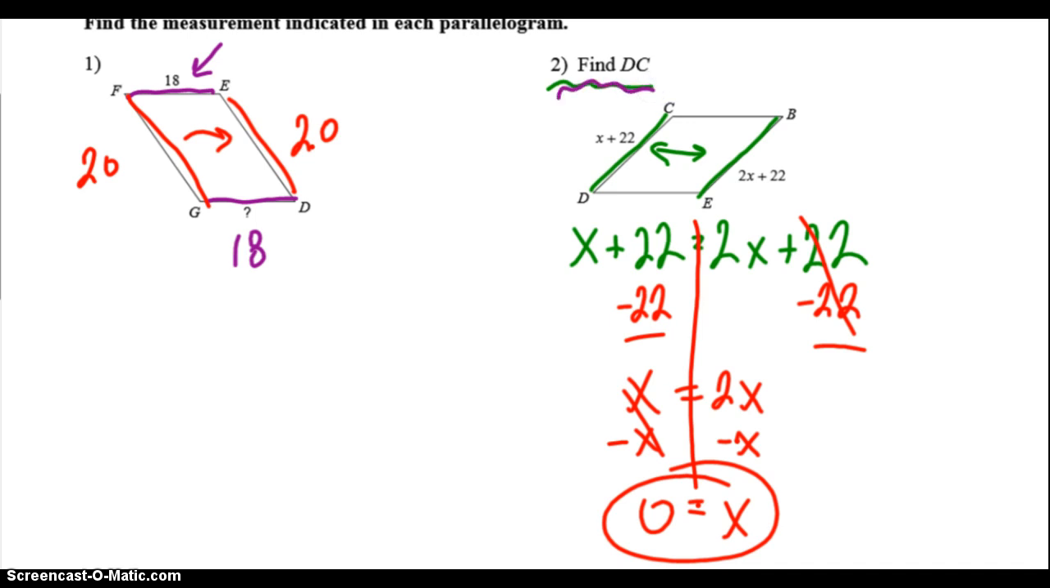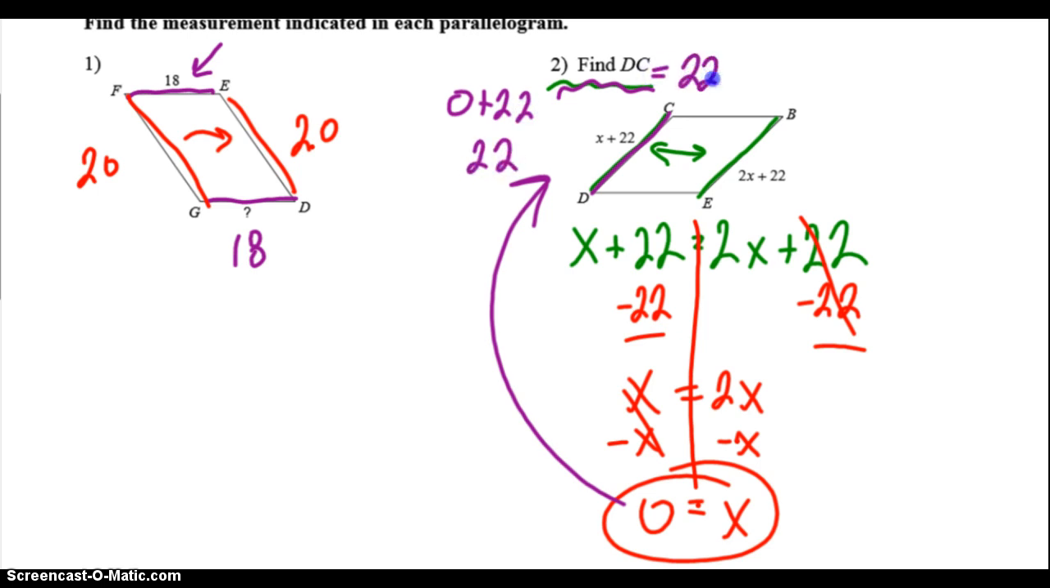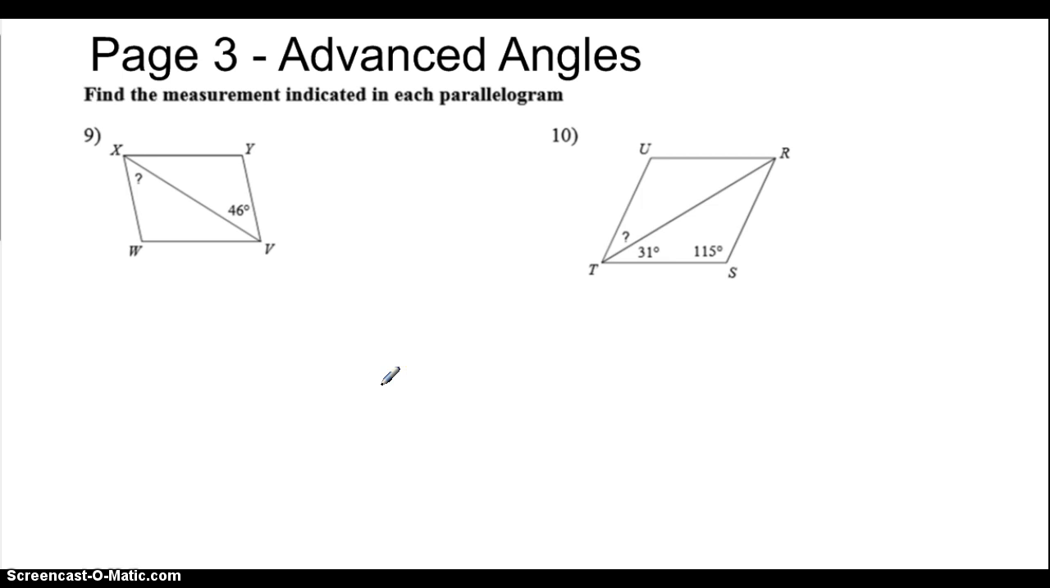So I go back, here's DC. It was x plus 22, but now I can plug that 0 in. So 0 plus 22 is just 22. So DC is 22. That ends the problems on page 2, so you can pause the video here, try the 6 problems on page 2, at least get through the first 4, and try problems 5 and 6, those challenge problems. Good luck! Right, page 3 is advanced angles.